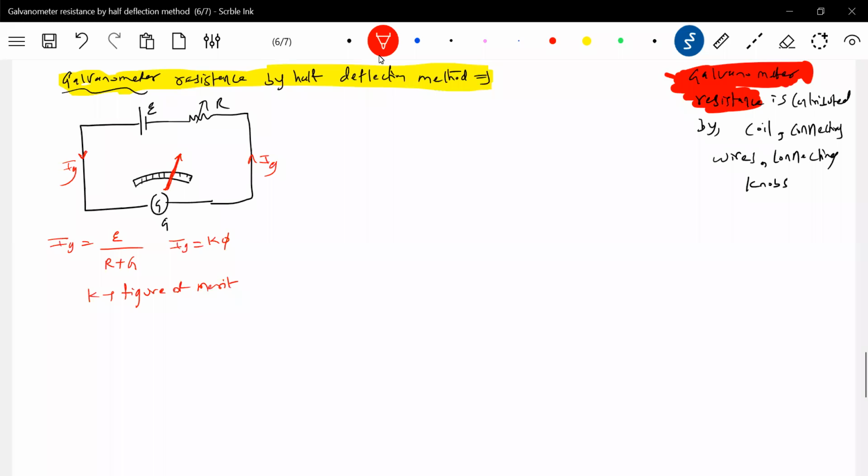K will become N, couple per unit twist, number of turns, area of cross section of the coil, and magnetic field. That everything becomes the figure of merit here. Even this figure of merit is very important for me. I can't measure the individual number of turns, area, magnetic field strength. Can you measure magnetic field strength? Very complicated, a big headache. So both the galvanometer resistance as well as the figure of merit have to be calculated.